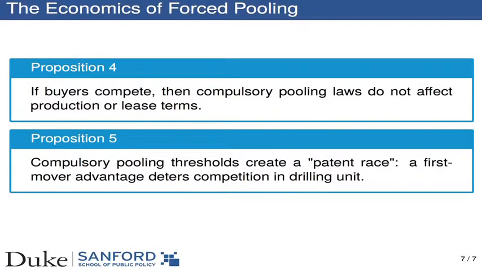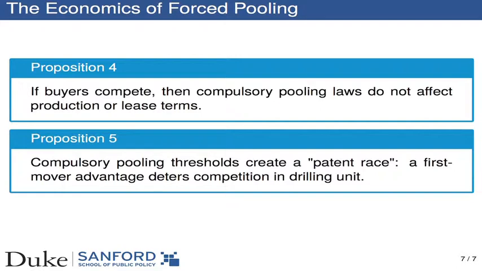So I've been modeling the buyers here as monopolists. We might think that the buyers are competing, that is, that there are oil and gas companies competing for this land. If that's the case, then these compulsory pooling laws have no effect on the lease terms. The oil and gas companies, the buyers, are going to bid up the rents, and the sellers are going to capture all of the rents. But the compulsory pooling law won't affect these lease terms.